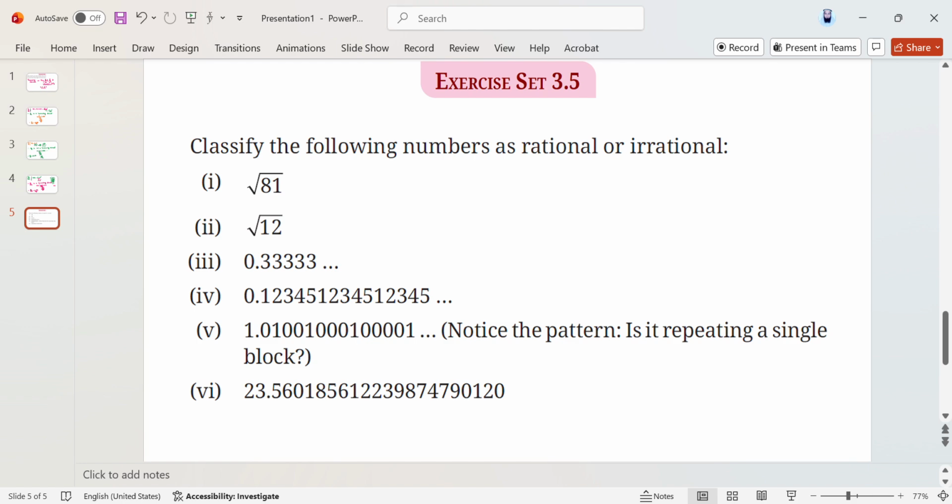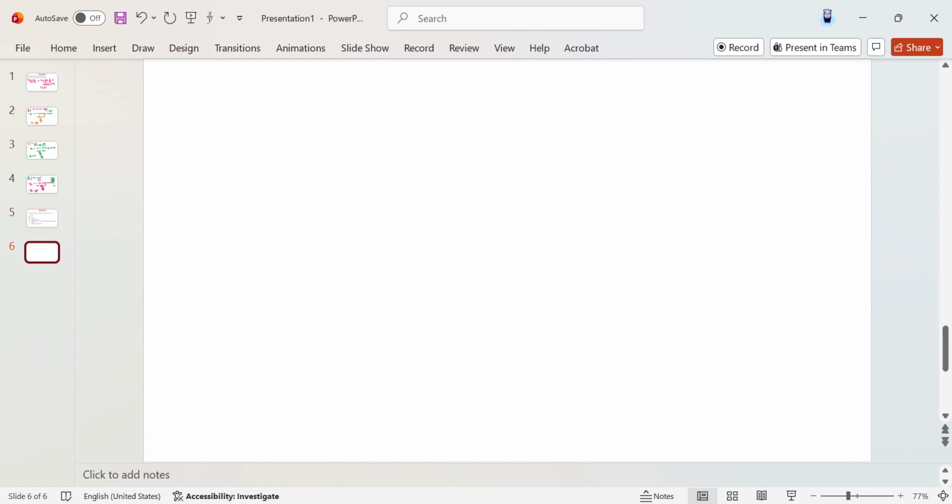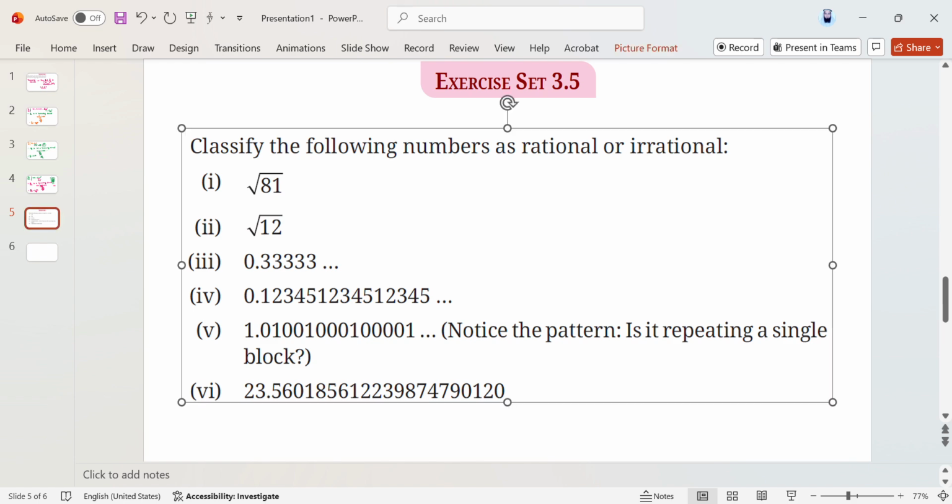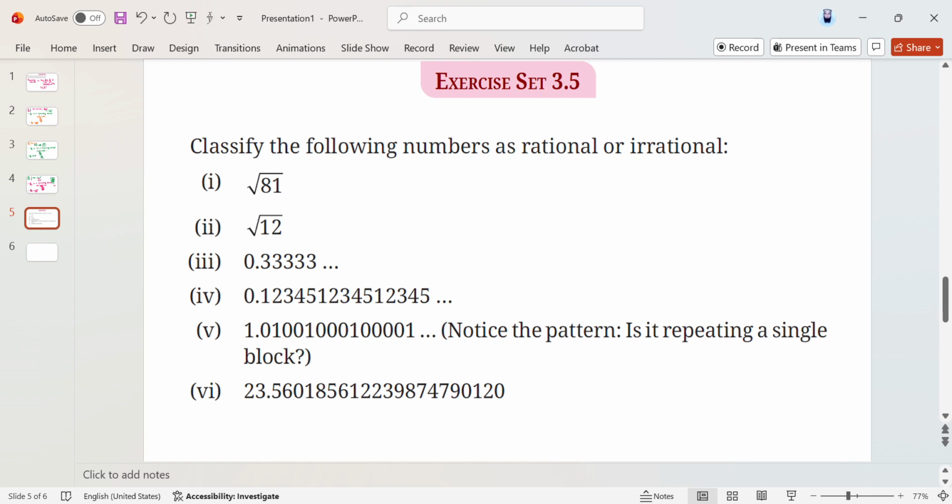In this video, we are going to see the explanation of, I believe it is the third question in exercise 3.5 of the chapter World of Numbers. This has been sent by one of the students. Let us see. Classify the following numbers as rational or irrational numbers. What are the numbers given over here? There are square roots and decimals. Mostly decimals are given.